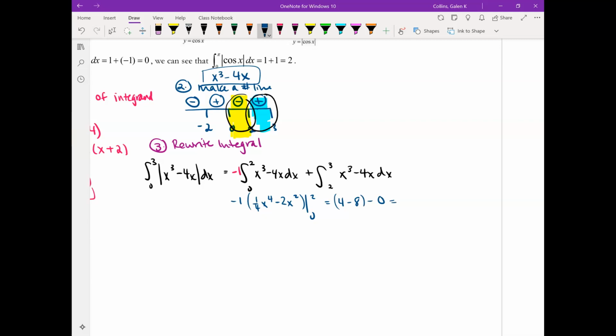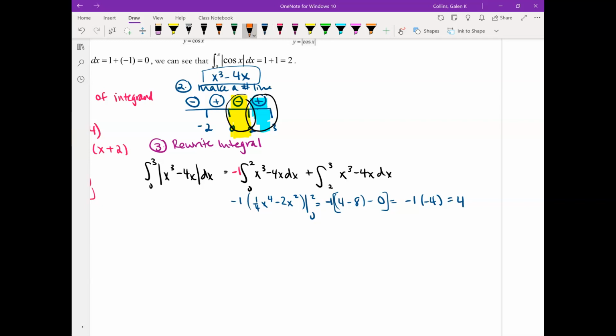Oh yeah, and you know what? I should put my -1 out here in front. So I get 4 minus 8 minus 0, so negative 4, times that negative 1, which is 4.